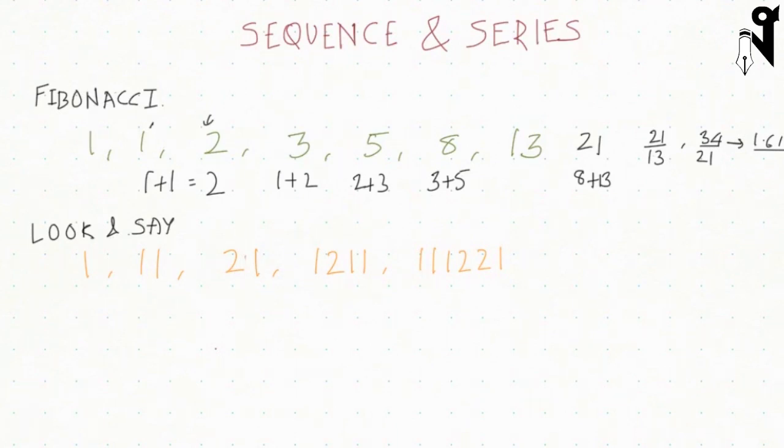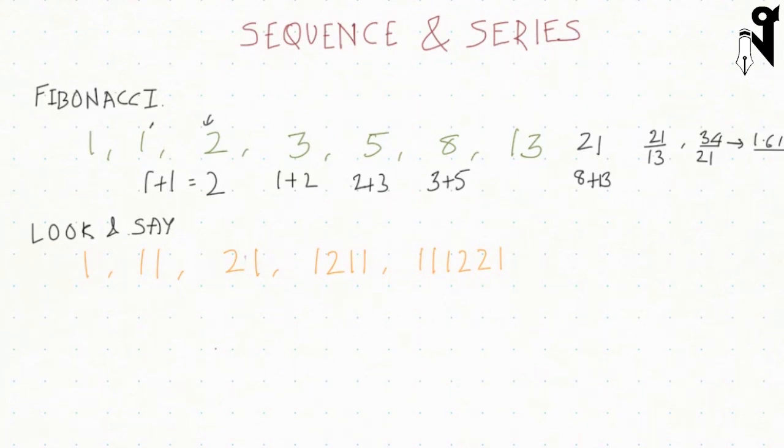Coming to the next kind of sequence, another very interesting sequence, it's called the look and say sequence. So how this goes exactly is, the first term is 1, the second term is 1, 1, third term 2, 1, fourth 1, 2, 1, 1, and then over here you can see 1, 1, 1, 2, 2, 1.